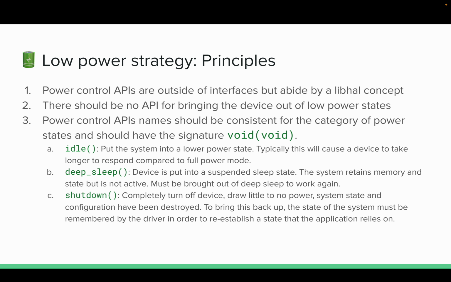So principles, there are 3. Number 1, power control APIs are outside of interfaces but abide by a libhal concept. Number 2, and I'll go into all these in detail in the next set of slides, there should be no API for bringing the device out of low power states. Number 3, power control APIs must be consistent for the power category states and should have the signature of void and void, but their names will be a little different.